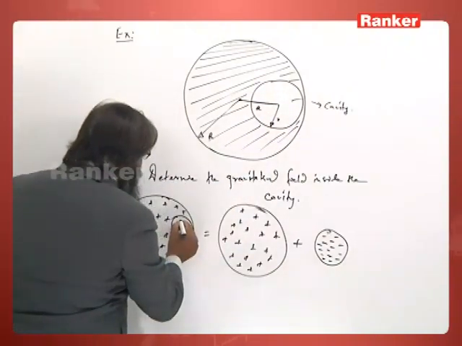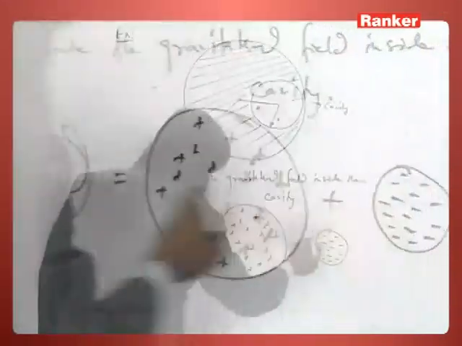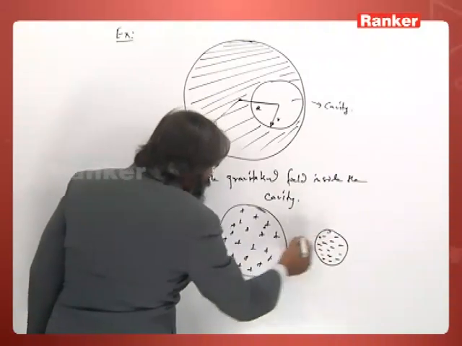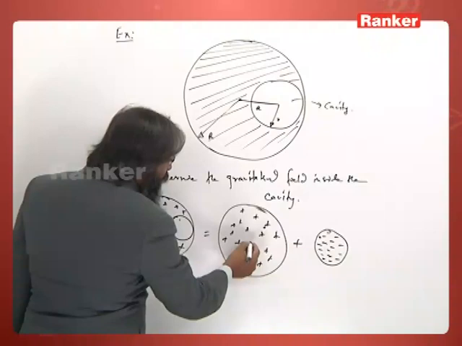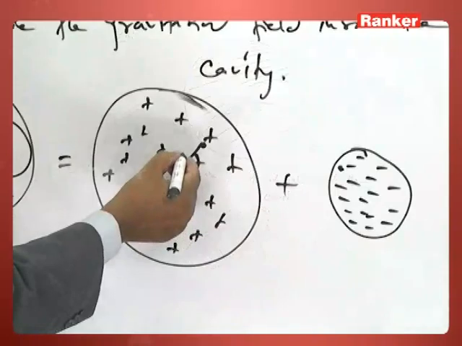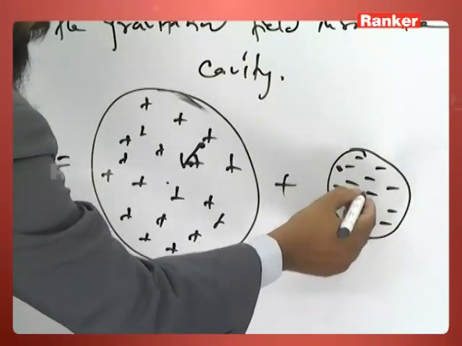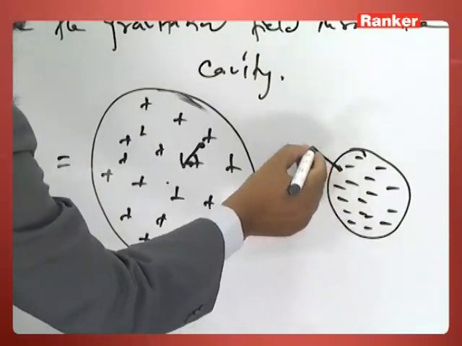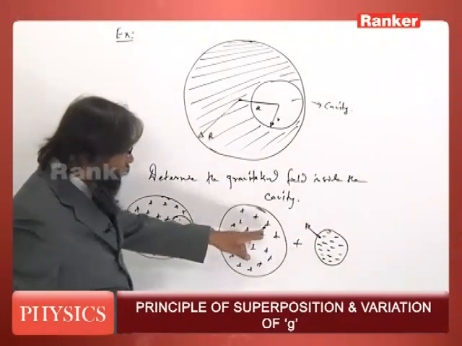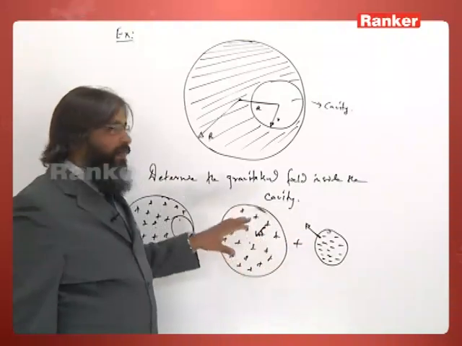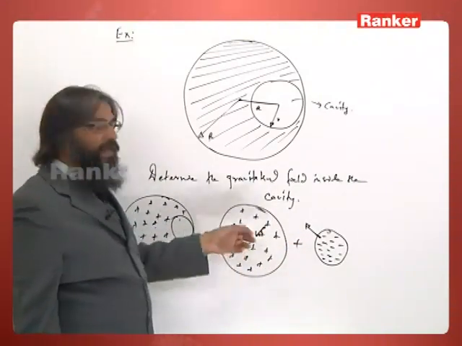Suppose I want the field at a general point P that lies here. So due to this positive mass, what is the field here? The field due to this positive mass will be like this, and due to this negative mass, you see the negative mass field will be something like this. So let us explore that this field is the sum of these two fields. Let us calculate it. This is our basic idea, basic physics. Now we will calculate it.